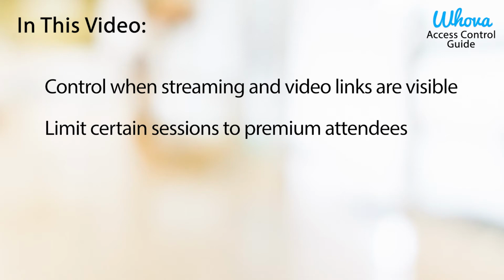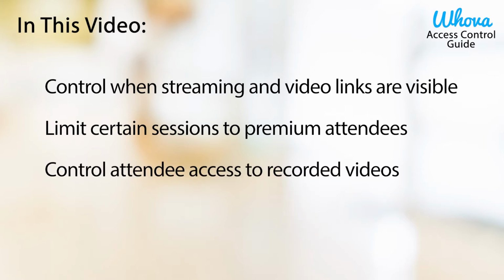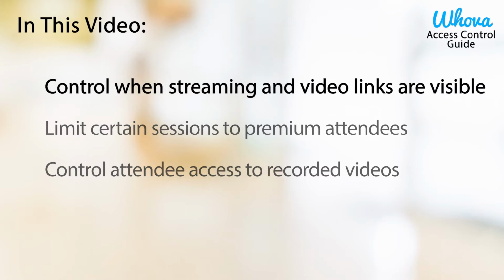For instance, if you have tiered tickets, you might want to restrict some exclusive sessions to be only available for select attendees. In the agenda, the attendees will only be able to see the sessions they purchased. And similarly, you can selectively control which attendees can have access to your videos. For example, if you plan on uploading recordings of your live sessions that only select attendees can access, you can make that happen. So let's start with controlling when your streams and videos will be visible to your attendees.